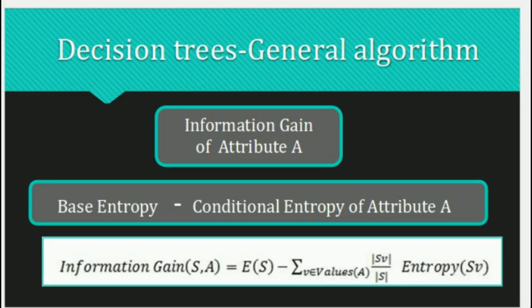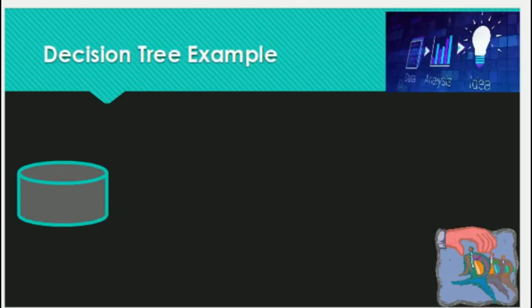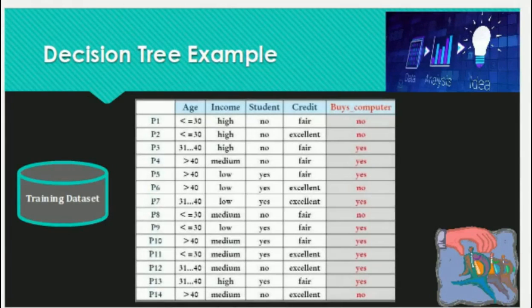Next, we will see the training set for our example. A decision tree indicates whether a customer is likely to purchase a computer. That is, it predicts whether a customer at an electronics shop is likely to purchase a computer. For that we have a training data set. In our training data set there are a total of 14 records with attributes such as age, income, student, and credit rating, with two classes, yes and no, indicating whether to buy a computer or not.